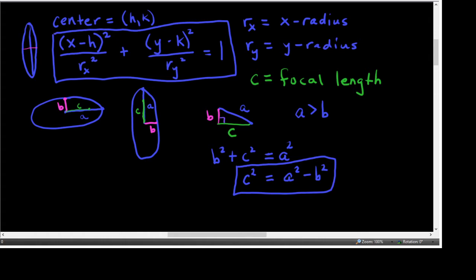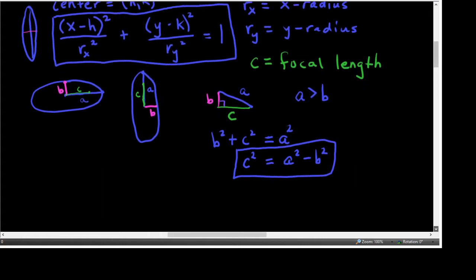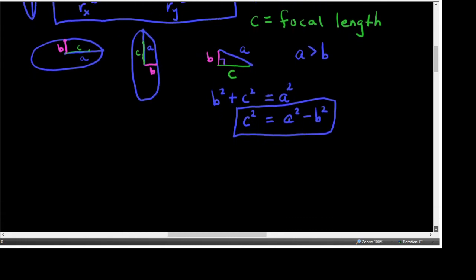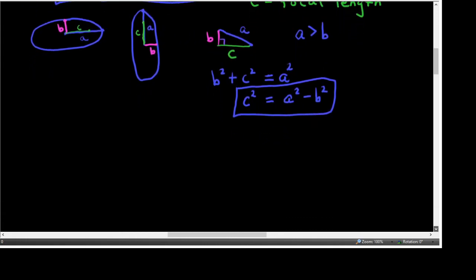Before I go away from it, you might notice that it is fraction plus fraction equals 1. And that's an important part of writing the equation in standard form, is it's got to be in the form fraction plus fraction equals 1. All right, and then of course memorize the c squared equation that I talked about earlier.